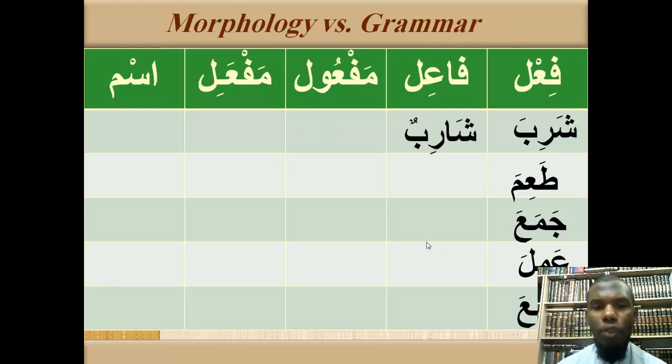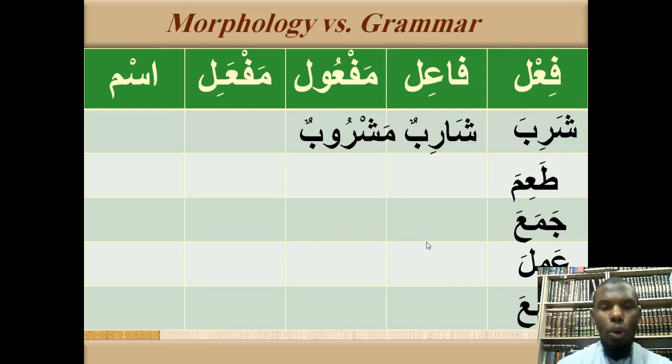Alright, so the next form we have is maf'ul. So we're going to take Shariba, and we're going to add the meem with a fatha before the fa'ul fi'l, and then we're going to put a sukoon on the fa'ul fi'l, so that gives us mash, and then we're going to take the ainul fi'l, which is the ra, we're going to put a dhamma on it, mashru, elongate that with the waw, mashru, and then we're going to end that with the ba with dhammatan, mashroob.